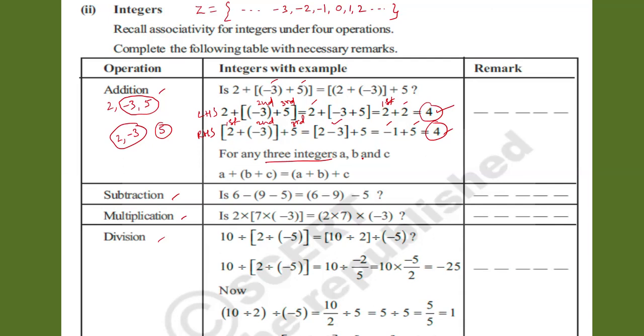So for any three integers A, B, C, that means here A, B, C are the numbers, it represents the integers. (A plus B) plus C is equal to A plus (B plus C). What do you say? This represents the associative property. So addition is associative in integers.